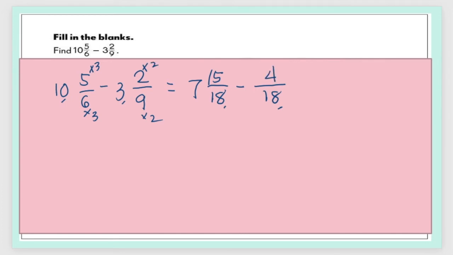What we have just done is that we actually turned them into equivalent fractions. So now we have like fractions already, and it's easier for us to subtract them. So we have a whole number here, 7. 15 minus 4 is 11 over 18. And this is the final answer.